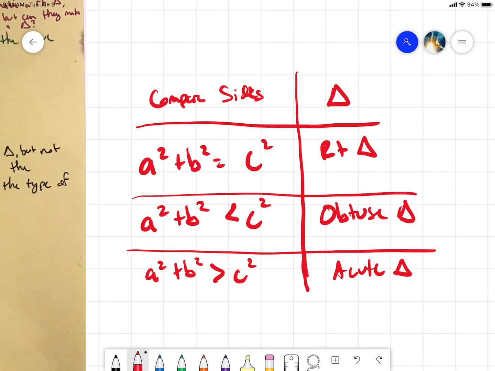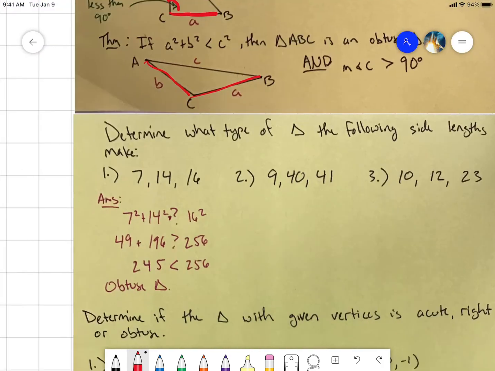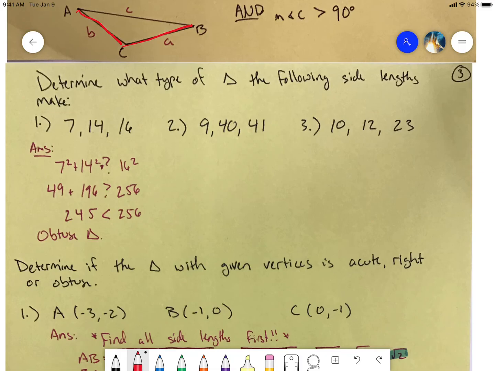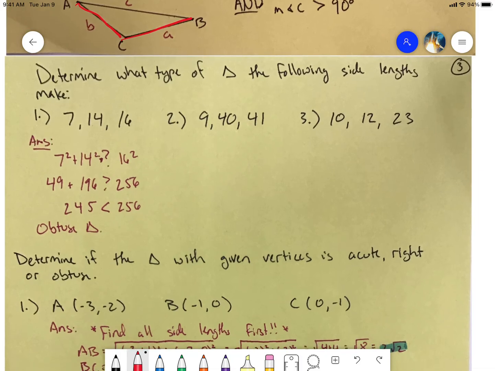So now how can we use them? Determine what type of triangle the following side lengths make. Example 1: I have 7, 14, and 16. This is obviously my greatest side, c, 16. So I look at 7 squared plus 14 squared, which is 49 plus 196, and how does it compare to 16 squared, which is 256? Well, 245 is less than 256, so my c is greater than what it's supposed to be, so we have an obtuse triangle.